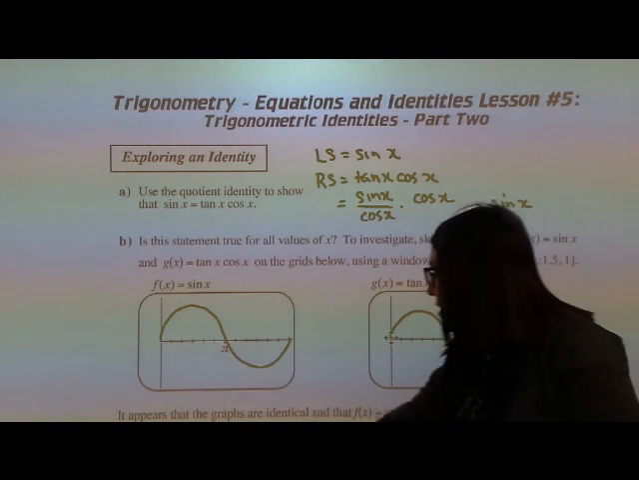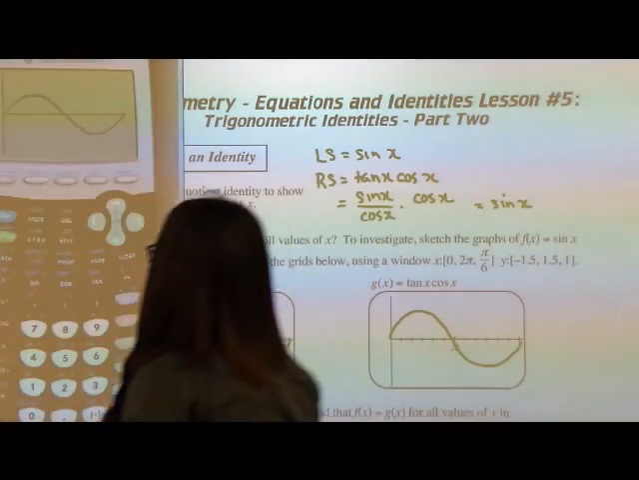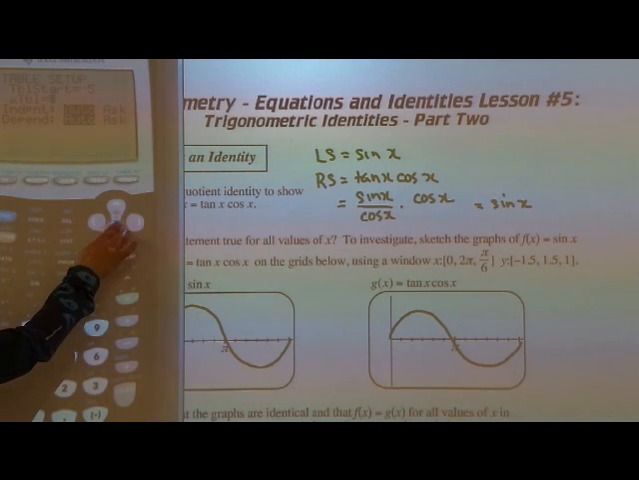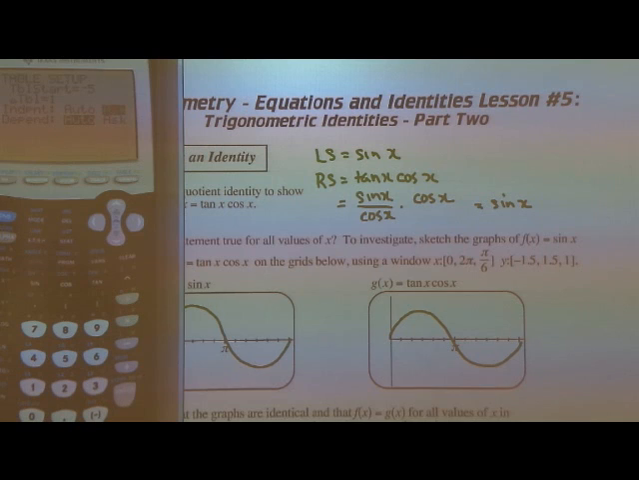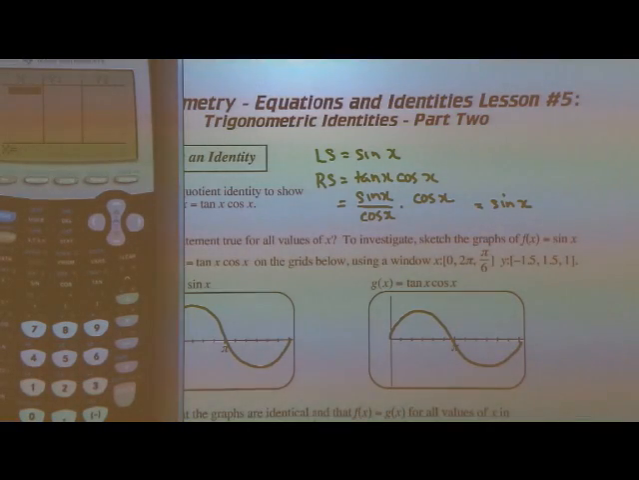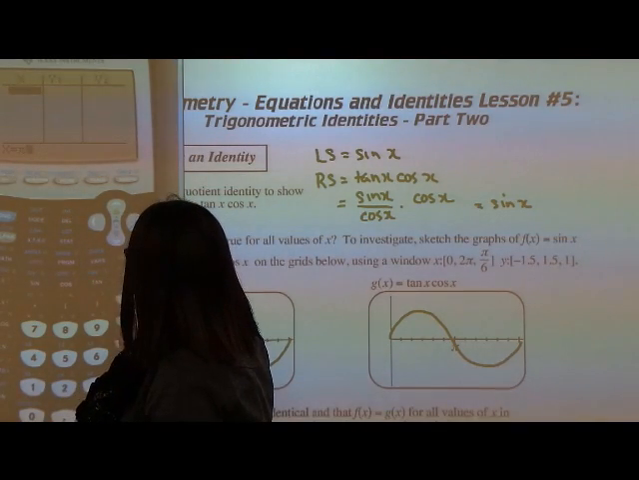Then the next part says let's try putting in some certain values. So I'm going to go to my table set, and I'm going to go to ask on my independent, and then I'll go to my table, second table. My table's nice and clear. Now I can input values of x and see what the corresponding values of y would be. The first one that we're asked to do is to evaluate pi over 2. So pi divided by 2.